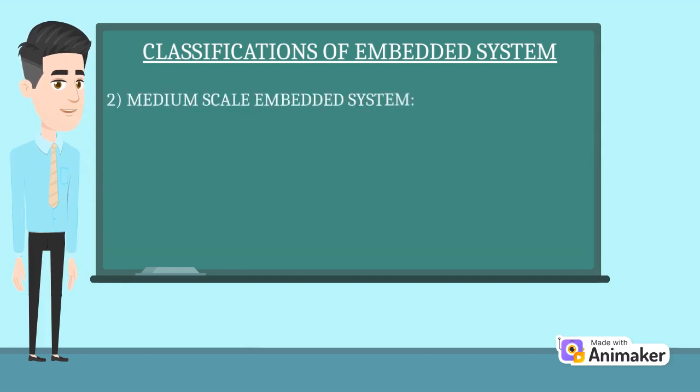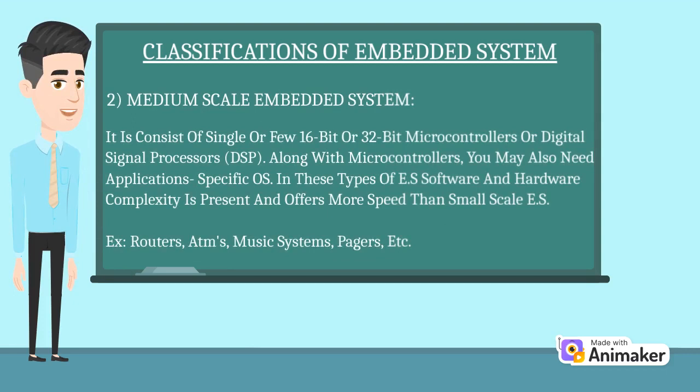2. Medium-scale embedded system. It consists of single or few 16-bit or 32-bit microcontrollers or digital signal processors, DSP. Along with microcontrollers, you may also need an application-specific OS. In these types of embedded system, software and hardware complexity is present and offers more speed than small-scale embedded system. For example, routers, ATMs, music systems, pagers, etc.